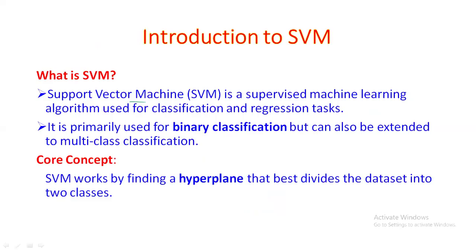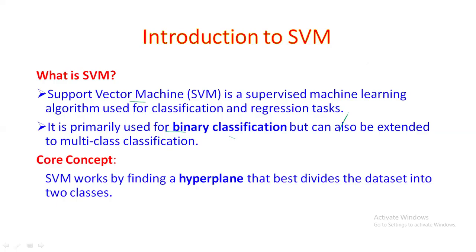SVM stands for support vector machine, and it is a powerful supervised machine learning algorithm used for both classification and regression problems. However, it is more commonly applied to classification tasks. The main objective of the SVM is to find the decision boundary, known as a hyperplane, that can separate classes in a data set as effectively as possible. By identifying this optimal boundary, SVM helps make accurate predictions on new unseen data.